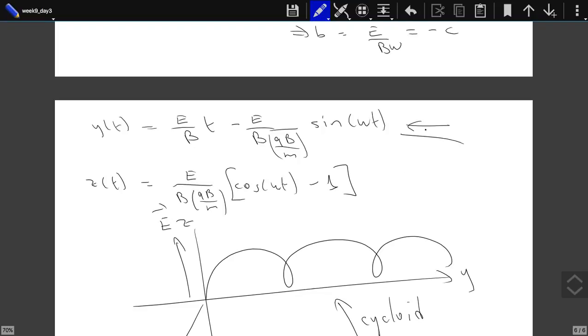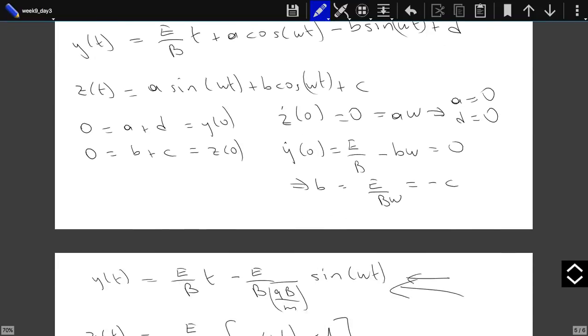Well, you see, this is what we found. If you just take the time derivative, you get a constant from this one, and then you get a cosine from this one. The cosine oscillates, so if you take the average velocity in the y direction, it is just this constant. This is just 0. It averages to 0.